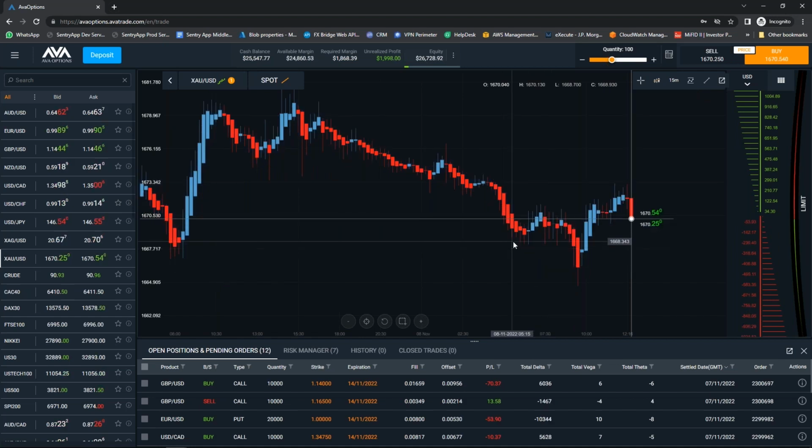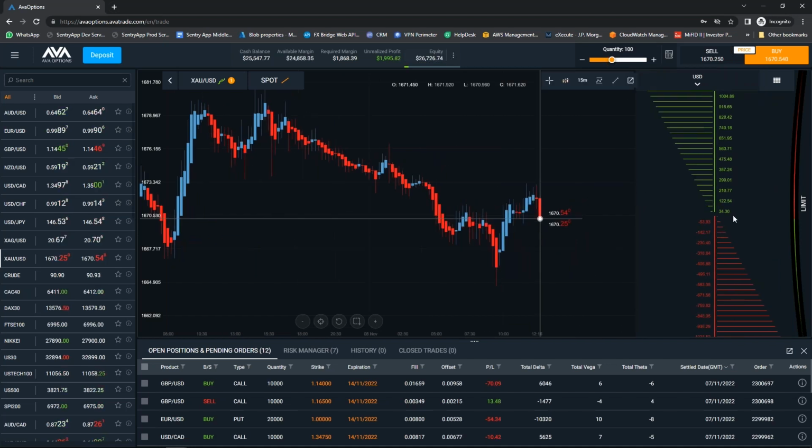Go back to trading. What's unique on our platform? On the right side of the page, you have a profit and loss diagram. I can show it a little bigger. We're looking at buying 100 ounces of gold. You can change the quantity up here. If I buy 100 ounces of gold and the market goes up, I'm going to profit in green. If the market goes down, I'm going to lose in red.